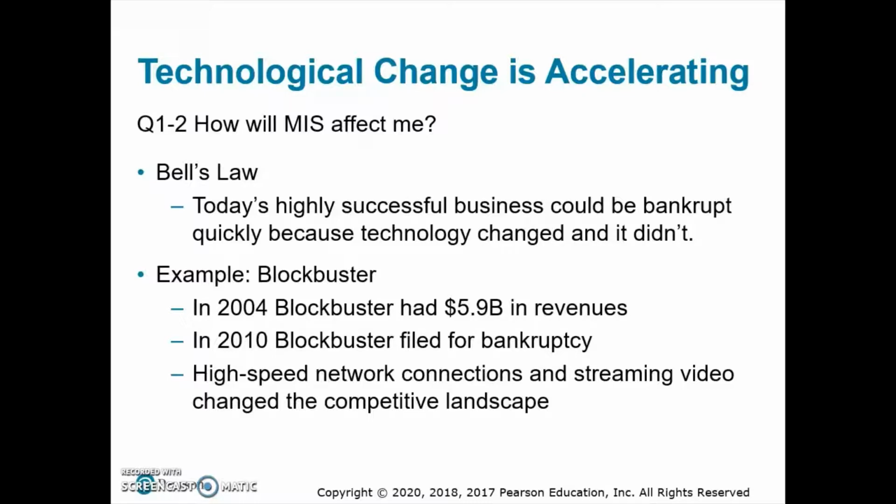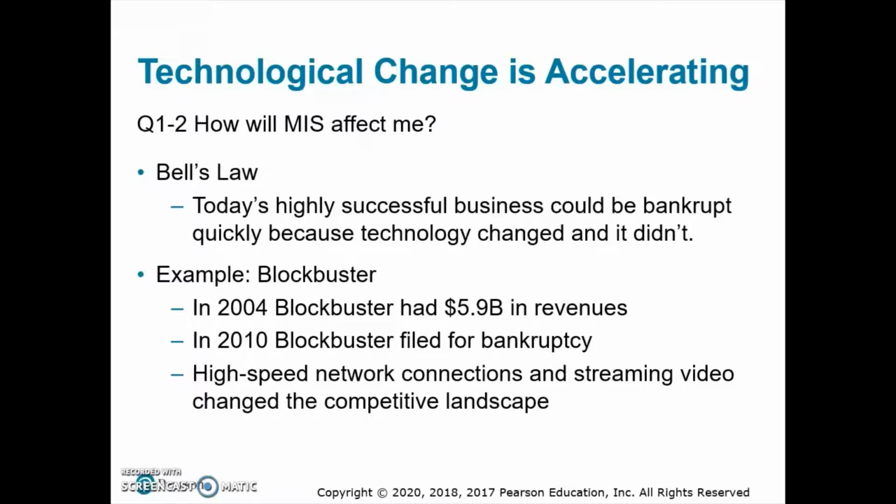Blockbuster dominated the home rental business. In 2004, Blockbuster had $5.9 billion in revenue. 6 years later, they went bankrupt. Why? Netflix came on the scene. From day one, Netflix innovated home rental. Initially, you'd go to the Netflix website, you would pick the movies you want, and they would mail you the DVD, and you'd mail it back. Done. That was it. That alone was revolutionary.